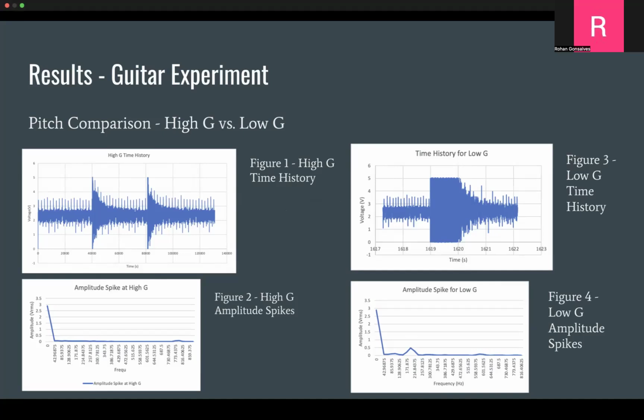In contrast, the low G note exhibits a longer sustain. Both notes exhibit clear peaks at their respective fundamental frequencies, as seen in figures 2 and 4. However, the low G note has an additional smaller peak near 190 Hz. This likely corresponds to the second harmonic in the note of G, which is around 196 Hz, which is a common occurrence in string instruments due to the natural harmonic excitation when pressing down on the fretboard.